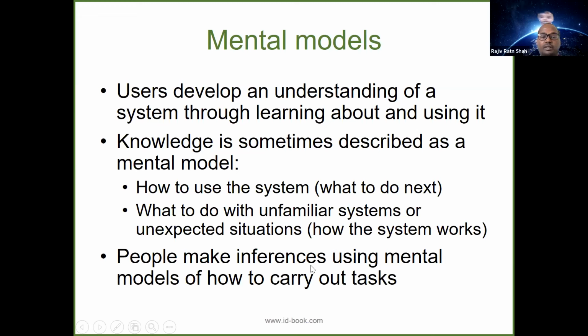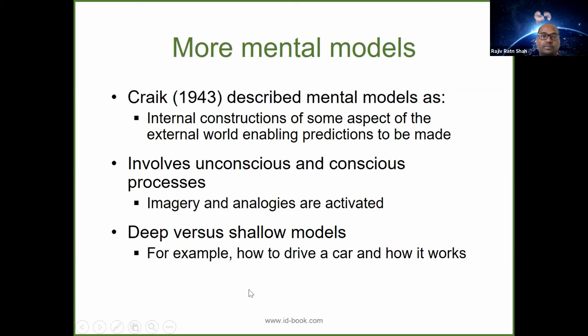So people make inferences using the mental model to carry out different tasks. Craik described the mental model as an internal construction of some aspect of the external world enabling predictions to be made. So it's a more formal definition, but in a way, as you have seen, the idea involves unconscious and conscious processes, imagery and analogies, so that they are activated and help you to complete the task.